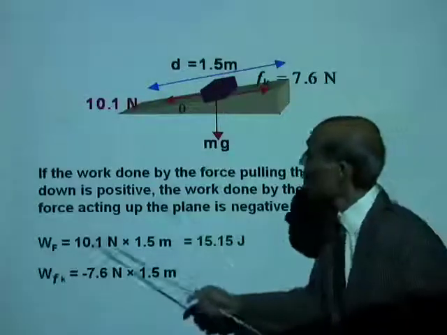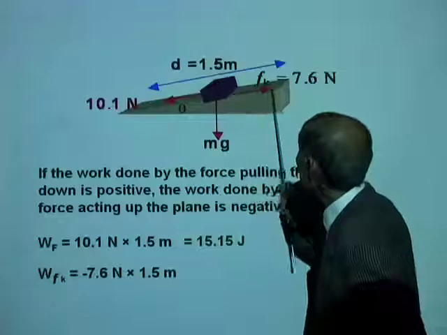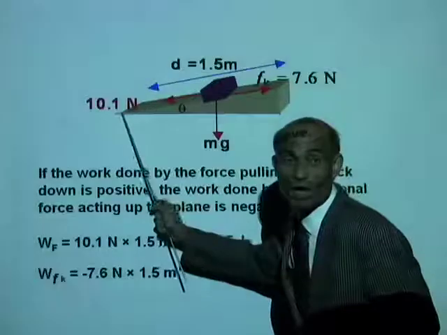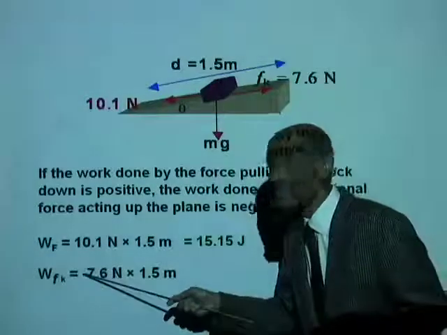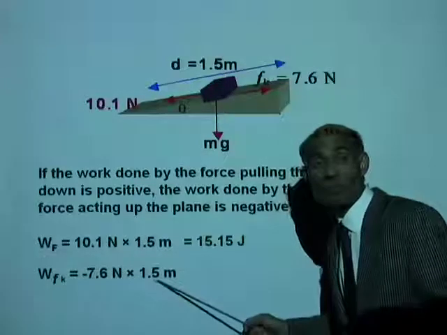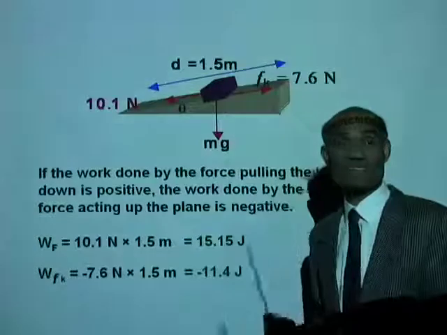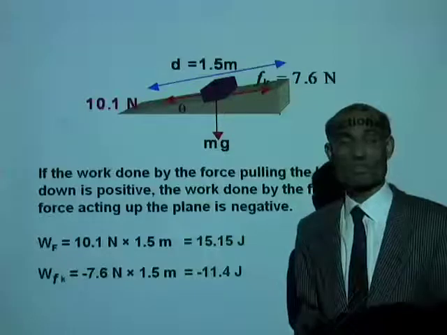What is the work done by the frictional force? It will be negative 7.6. Because we use 10.1 positive, we will use 7.6 negative. Negative 7.6 Newton multiplied by the same displacement. Displacement is the same in both cases. That will be negative 11.4 joules.